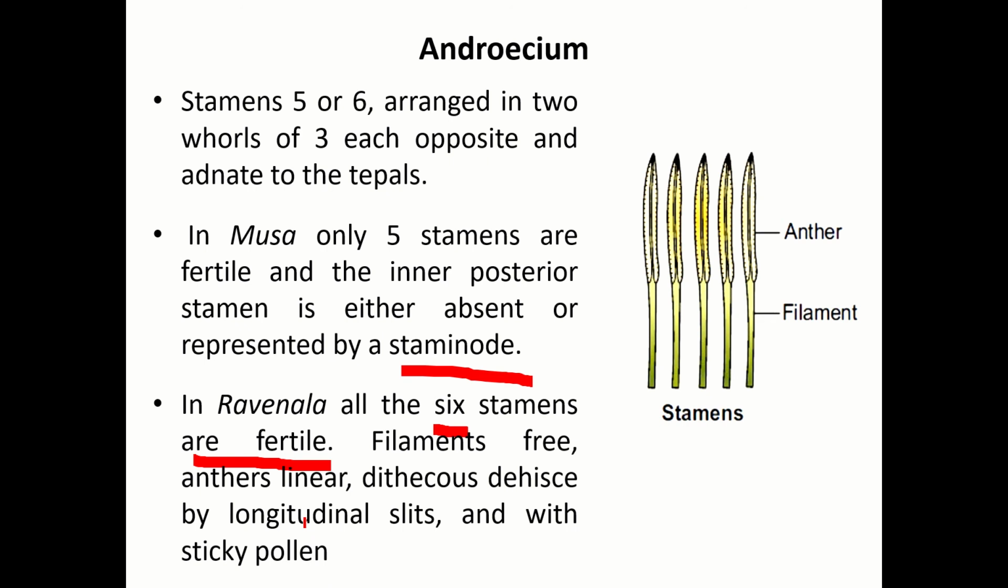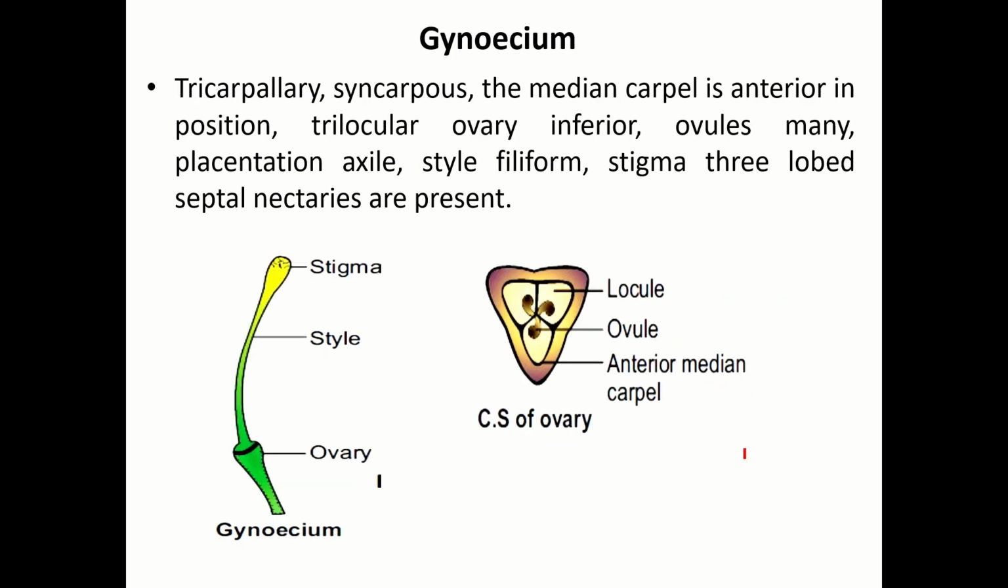The filaments are free, anthers are linear, dithecous, dehisced by longitudinal slits and with sticky pollen. See, look at the structure. They are dithecous. You can easily observe the two theca here. Now we'll move on to the gynoecium.